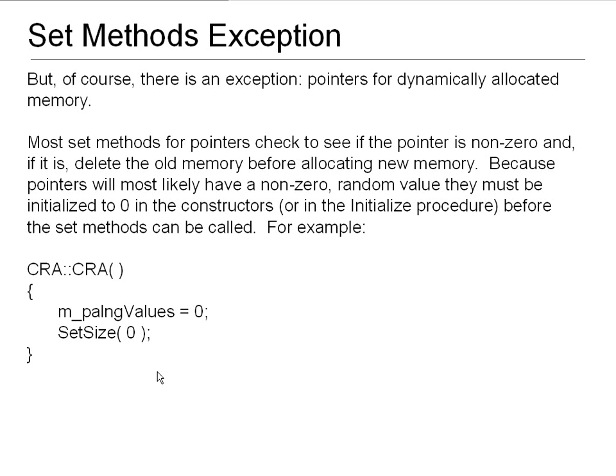So that's why if you have, for example, the constructor for CResizableArray, you must set the pointer to 0 and then call the set method. You can call the set method safely after that, because in the logic for that it'll check to see if the pointer is 0, and if it is, it won't do anything.